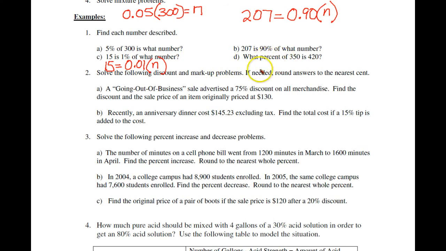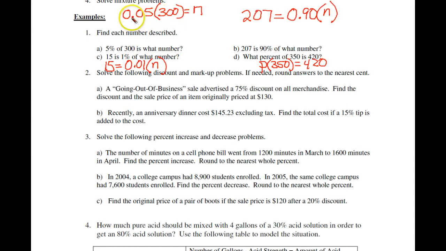Now, what percent, we can use P if we want, for what percent of 350 is 420? Okay. So we're really directly translating what we have here into algebraic equations. So how do we solve this?